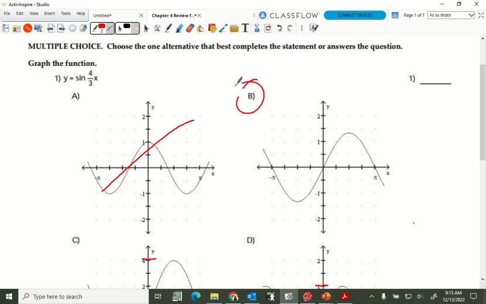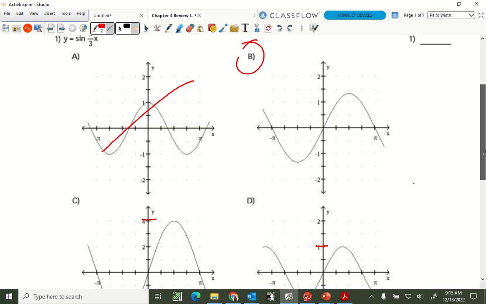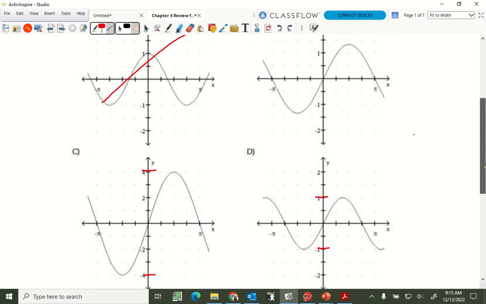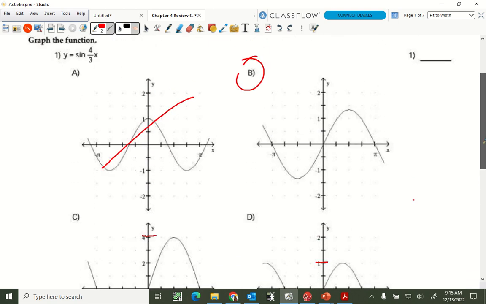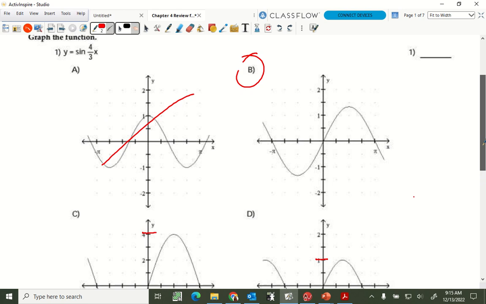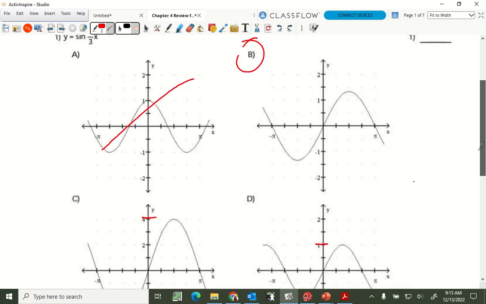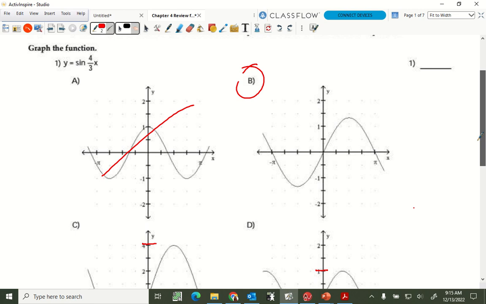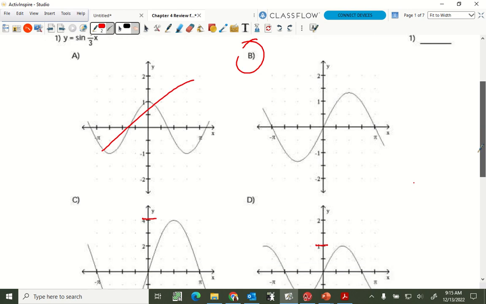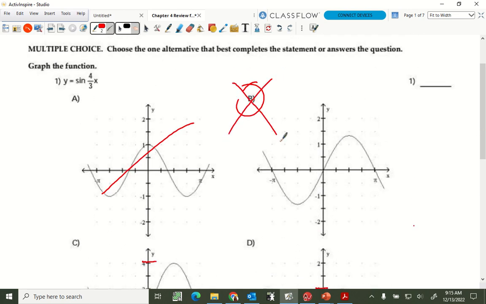So matching your graph, is it not B? It says D. What's wrong with mine? Oh, wait, that's why. It goes up too high. D is the closest one, because the amplitude is 1. Oh, crap, that's why. The amplitude is 1, so I screwed up. Sorry, it is D. The amplitude is 1, so there it is right there.